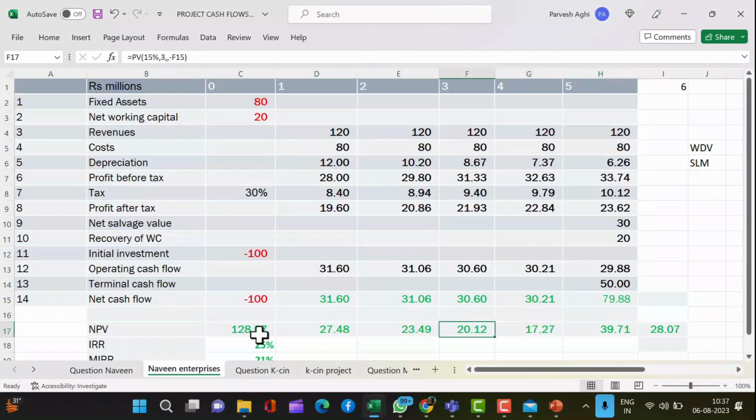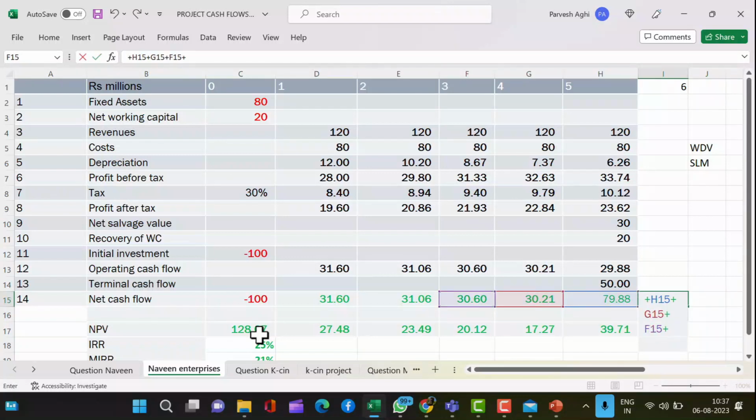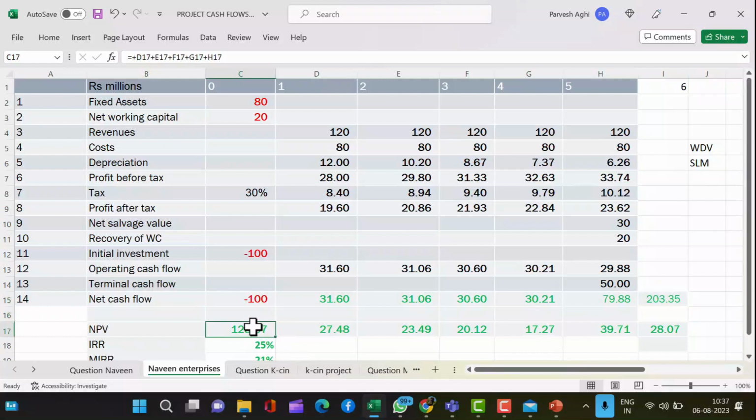This number is basically the addition of all these numbers: this plus this plus this plus this. So you are going to get all this money if you just add without discounting. Without discounting, I get this number, 203 million. The present value is 128, which means if I calculate the present value of all this, it comes to 128.